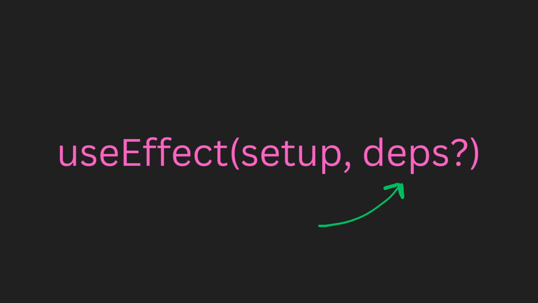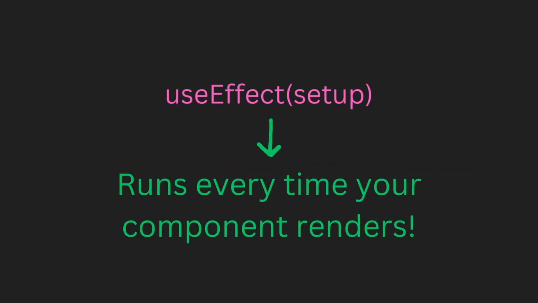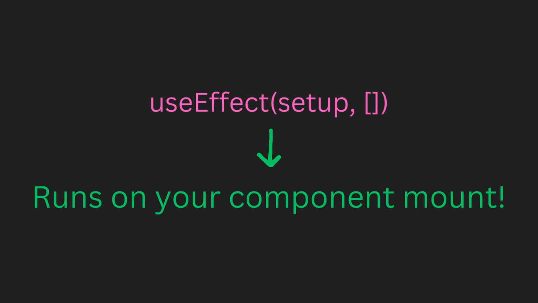Let's see how useEffect behaves based on its second argument. If you pass no dependency array at all, your effect runs after every single re-render of your component. If you provide an empty array as a second argument, the effect will only run after the initial render.